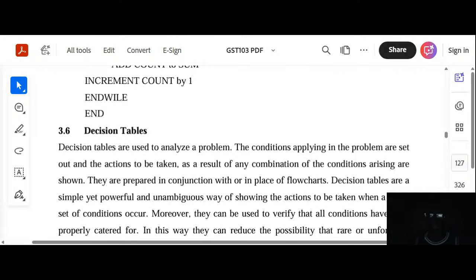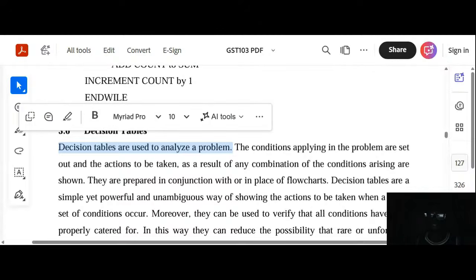Okay, so let's continue. Decision tables. Decision tables are used to analyze a problem. So the work of decision tables is for the analysis of a problem. When you want to do analysis on the problem, you use decision table. So you guys should correct yourself on that last question. It is pseudocodes. The S is there, not just pseudocode.